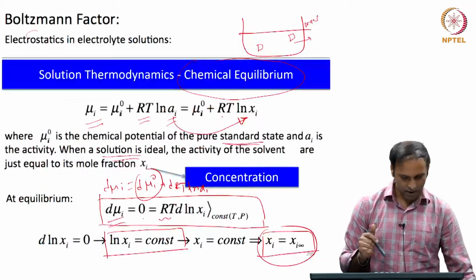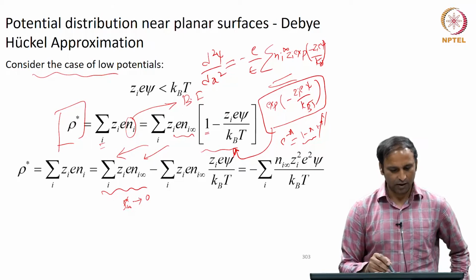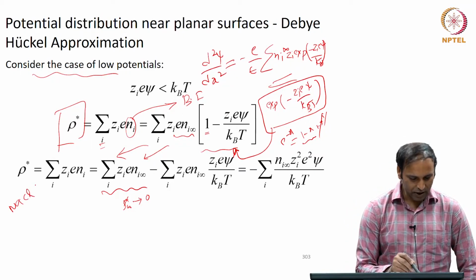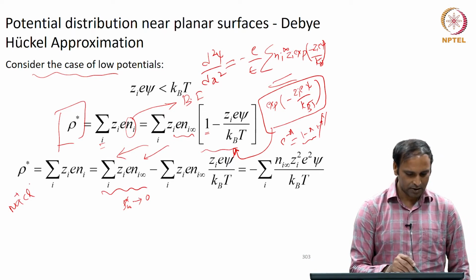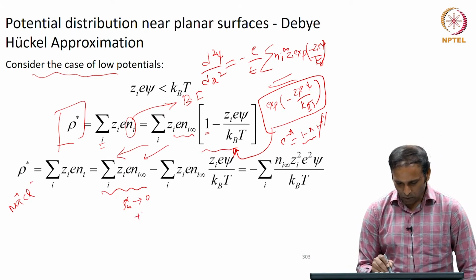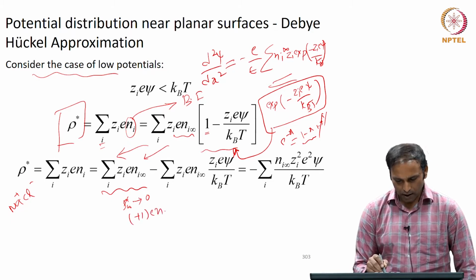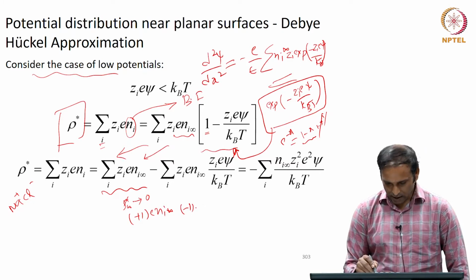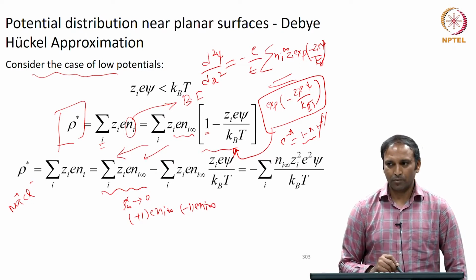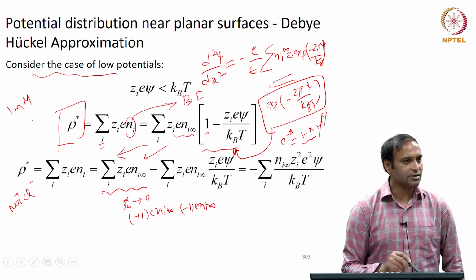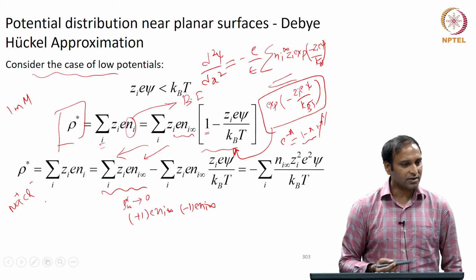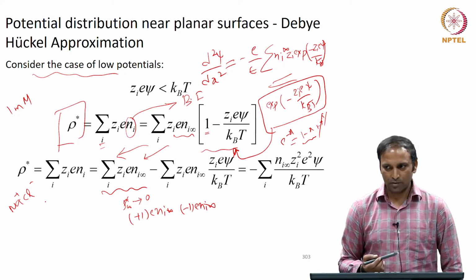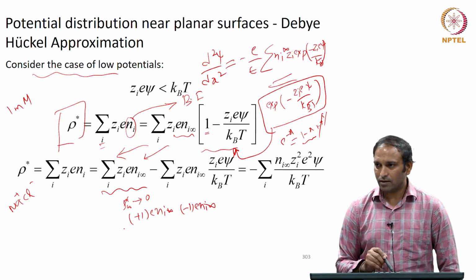In such a case, this rho star infinity is going to be 0. If I am working with a simple case of, say, Na plus and Cl minus, this term is going to be plus 1 times E times Ni infinity minus 1 times E times Ni infinity because of the Cl minus. If I add 1 millimolar NaCl solution, I am actually adding the same concentration of Na plus and the same concentration of Cl minus ions, right.